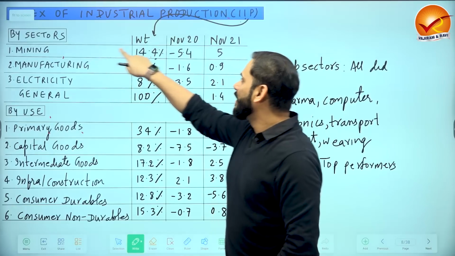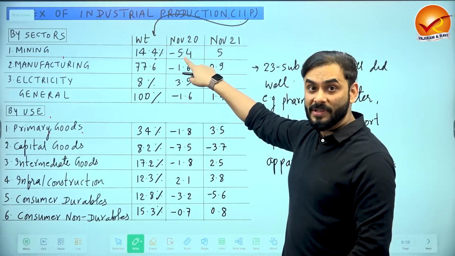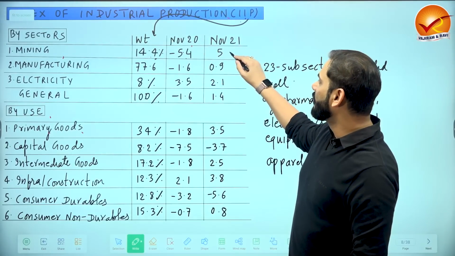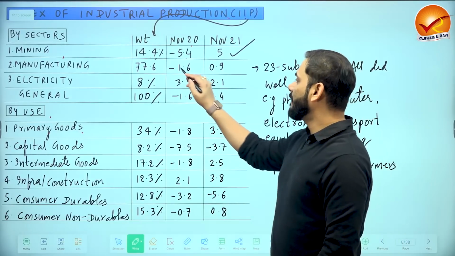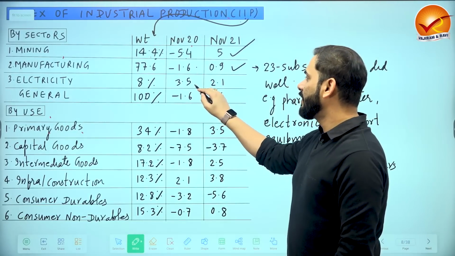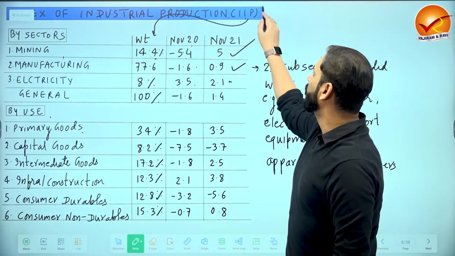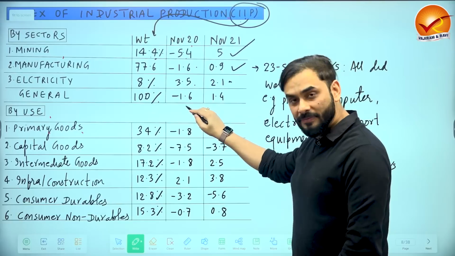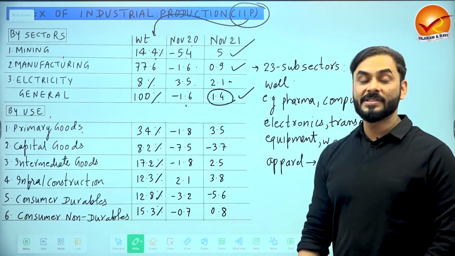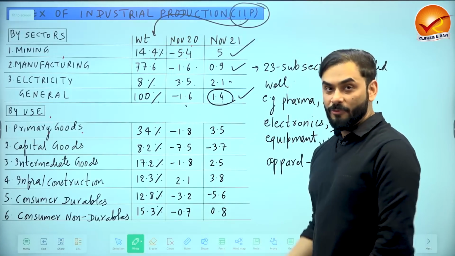So look at mining. November 2020, minus 5.4, which means negative. Performance was negative in the month of November 2020. Why? Because of COVID. Now 2021, positive. Similarly, look at the performance of manufacturing, negative, here positive. Electricity, yes, it reduced, but it remained positive. Look at general. So general IIP was negative in November 2020, but in November 2021 positive, which means IIP from negative it became positive, right? So this is the improvement in IIP.